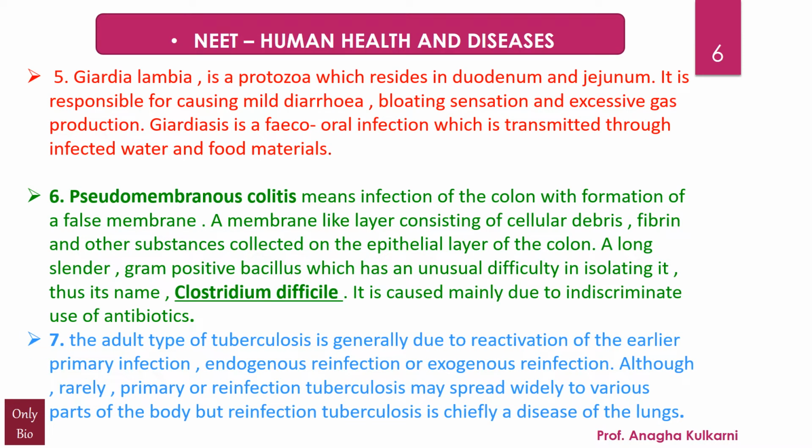Next, the adult type of tuberculosis is generally due to reactivation of the earlier primary infection, endogenous reinfection, or exogenous reinfection. Although rarely, primary or reinfection tuberculosis may spread widely to various parts of the body, but reinfection tuberculosis is chiefly a disease of the lungs.